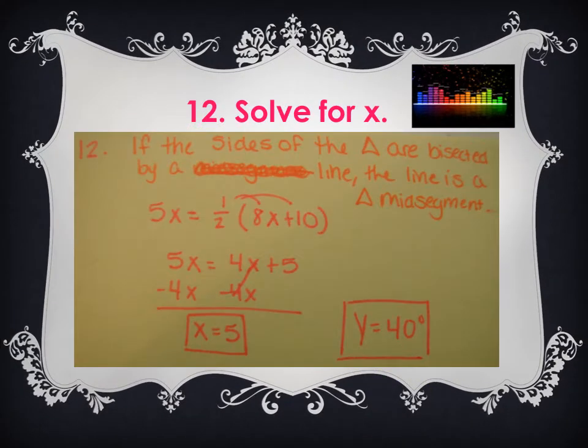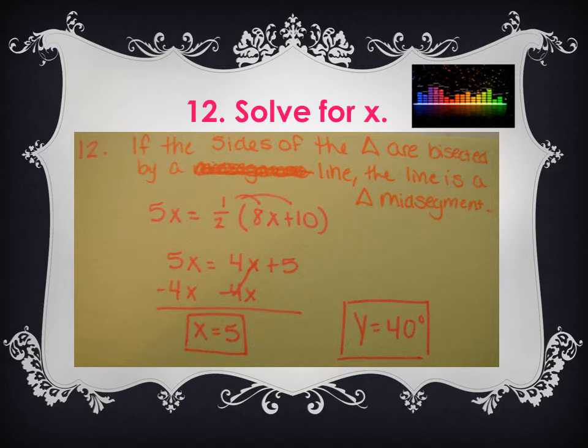In this problem, you are given a triangle with a line through the middle. You can see that the line bisects both sides into two equal parts. Because it does this, 5x is going to be half of 8x plus 10. So we can set 5x equal to 1/2 times 8x plus 10. Because 8x and 10 do not add together, we have to distribute the 1/2, giving us 5x equals 4x plus 5. When we subtract 4x on both sides, we are given x equals 5.